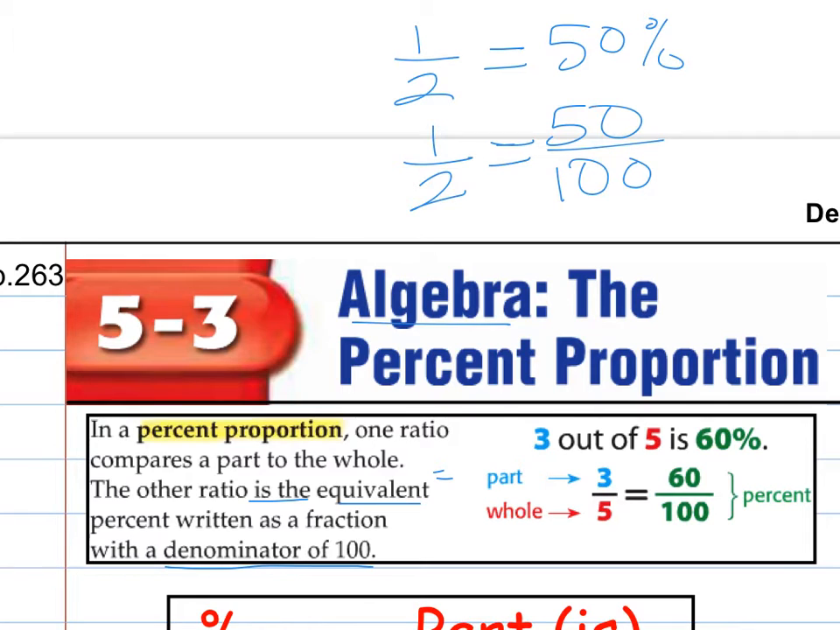So another example that they give is right here when they say 3 out of 5 is 60%. So 3 is the part, 5 is the whole, 3 out of 5 is the same as 60%, meaning 60 out of 100. So again, vocabulary and understanding the words is very important to make sure that this goes smoothly for you.